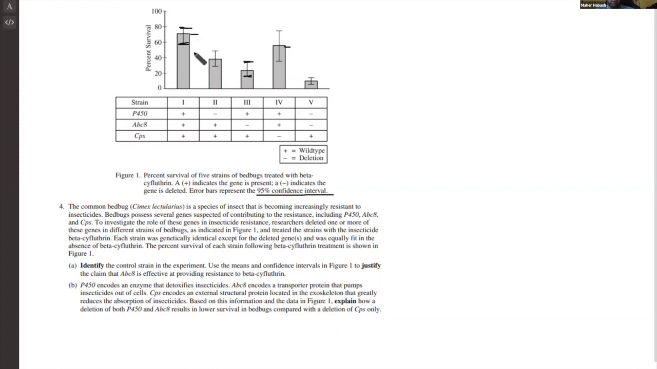So CPS did have a lower, but again, we didn't know it was much lower because of the error bars. But when you remove P450 and ABC8, we see it for sure. Now, based on what they do, explain a possible reason why. So go ahead and take a couple minutes there. This one's another pretty important one, worth a few points, this one explanation.